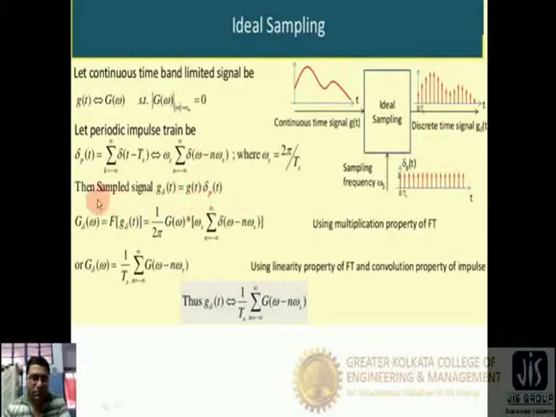You can see here, simply using the multiplication property of Fourier transform, we multiply these two signals in the frequency domain. We just get the sampled signal, and if we convert it into the time domain, we will get the discrete time signal. In this way, the output of the sampling process is generated with the help of mathematical representation.